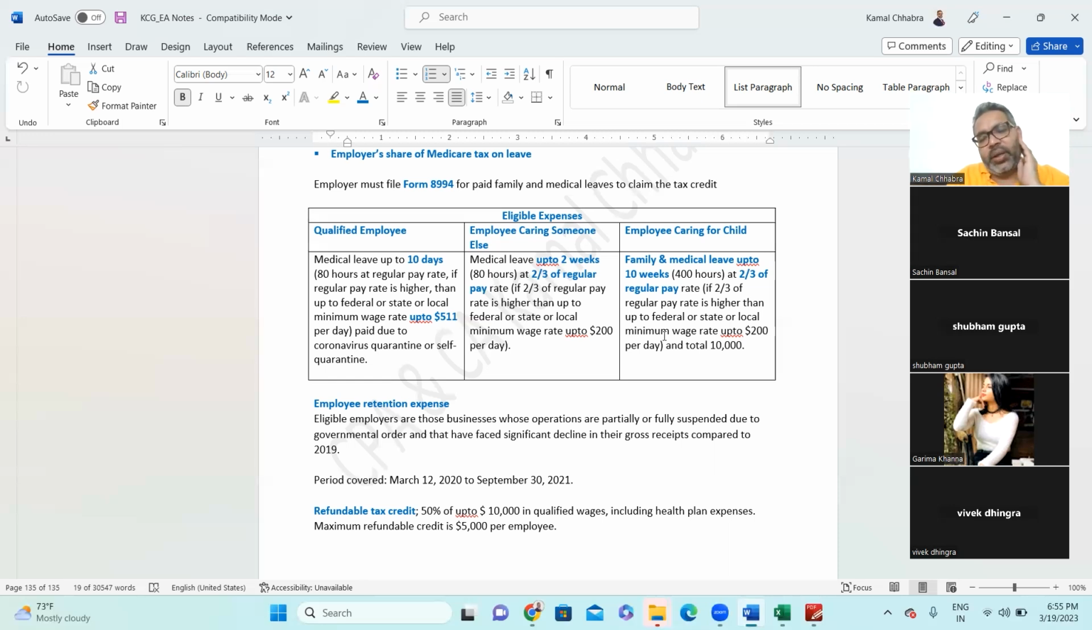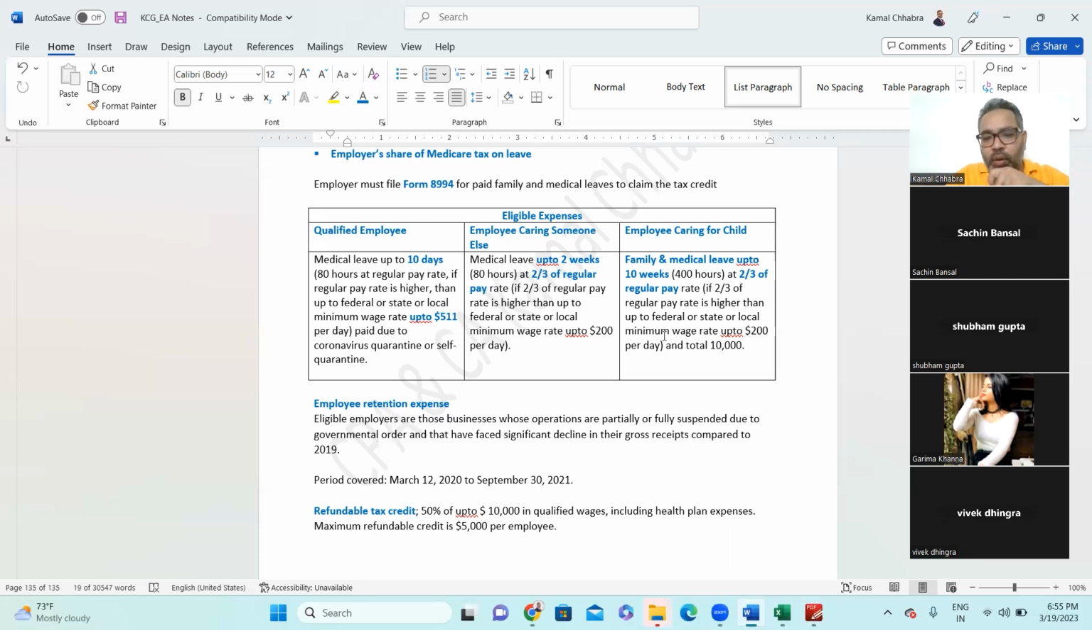Third is employee care for the child. So for the child, family and medical leave is up to 10 weeks. So earlier 10 days, 2 weeks, and now it is 10 weeks for child care. And that 10 weeks means 400 hours, right? And you'll be paying two-thirds of the regular pay or $200, whichever is lower. At least you need to pay $200, right?